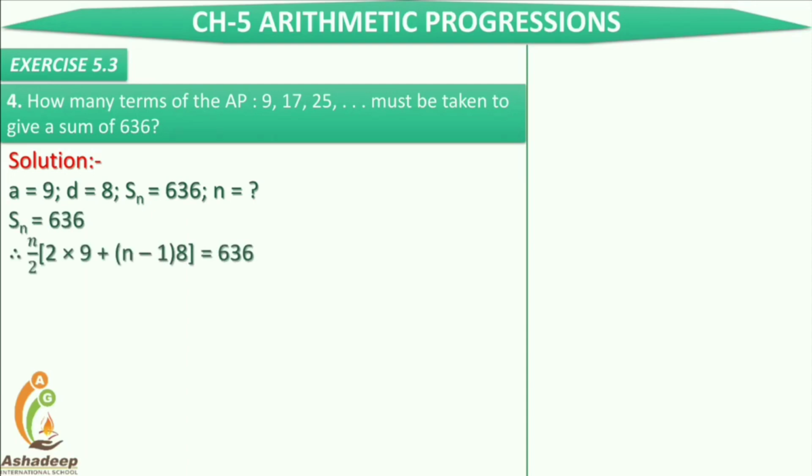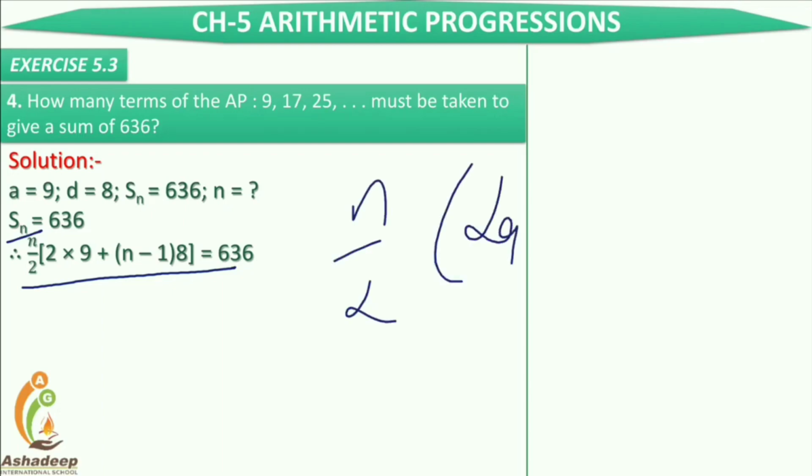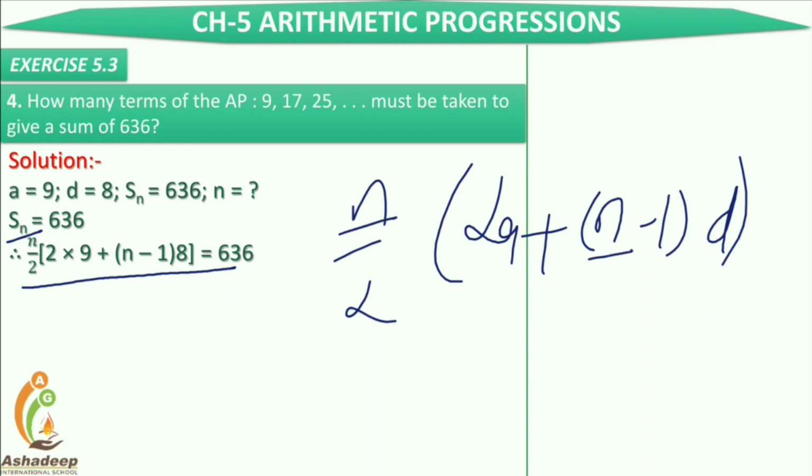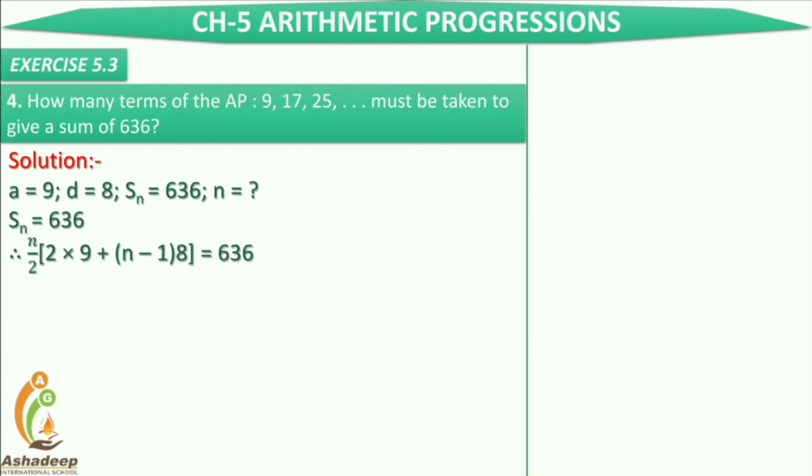Now we need to put in the formula: Sn is equal to n by 2 in bracket 2 into 9 plus (n minus 1) into 8. It is simple. We know the formula, n by 2 into (2a plus (n minus 1) into d). We don't know n, so n remains as it is. But we know a, so instead of a we put 9 because we have the value. Instead of d we have the value 8 that we put here. Sn is equal to 636, that we already put down. Now simplify this.